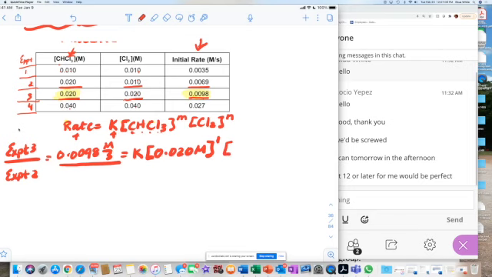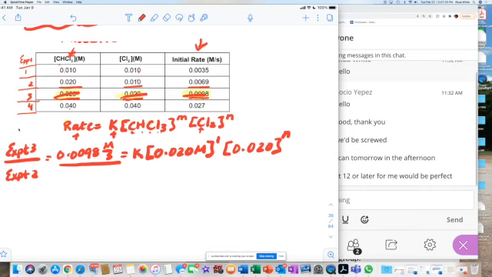Next one, what is the number that goes with Cl2 in experiment 3? 0.020 raised to the power n. You can't put an n number because we don't know what n is. We're doing all this work to find n. Okay, so I'm done with these numbers. I'm highlighting them to say I'm done with them, right? Done, done, done.